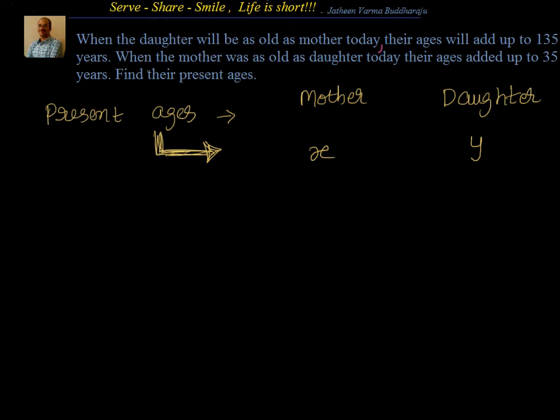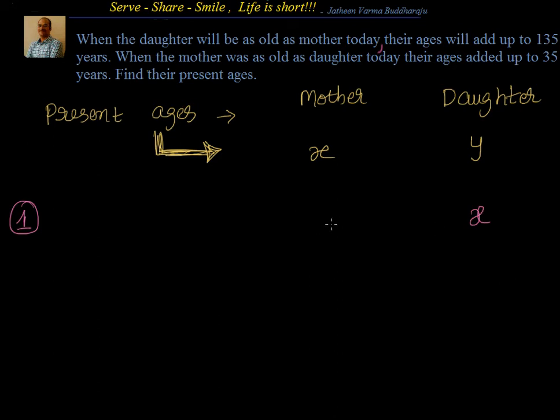Okay, right. Next, what are the conditions given to us? Let's try to understand these conditions. What is the first condition? When the daughter will be as old as mother today. What is daughter's present age? Y. But the daughter will be as old as mother today. What is mother's present age? So the condition we are talking about now: daughter's age is equal to the present mother's age. That means it is X.